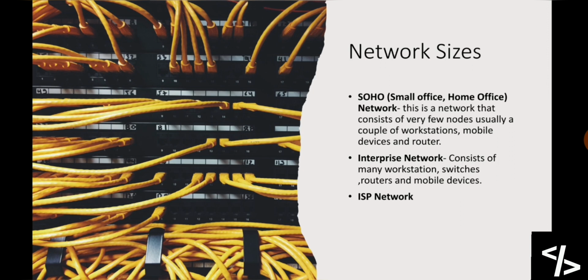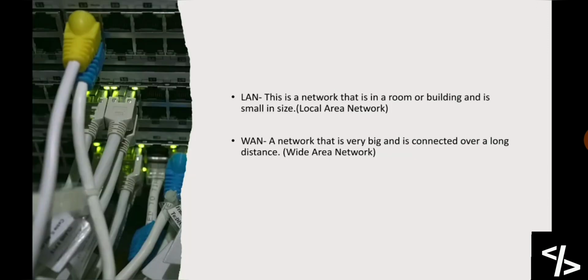We also have ISP networks. These are internet service provider networks which span over a large area. So this is a very, very large network size. The network sizes that we just mentioned in the slide before all bring us to this. SOHO networks, we call them local area networks. These are networks that are in a room or a building, but they cover such a small area.